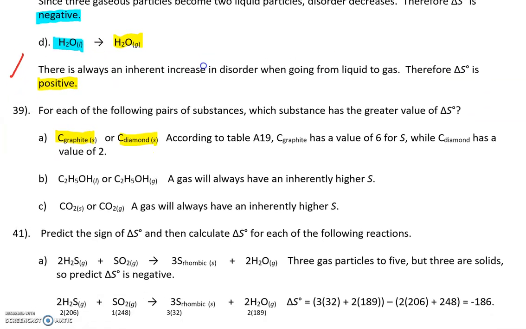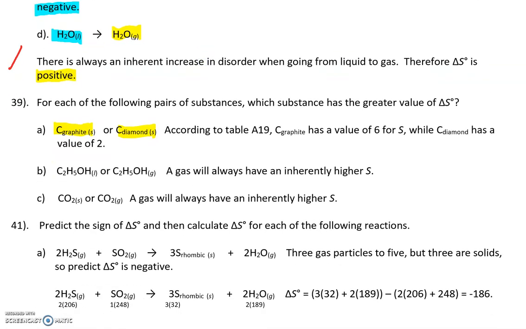Here we are, part B. Well, come on. A gas is always going to have a higher value of S. Finally, here's another situation. All right, were you paying attention to the last one? Here is carbon dioxide as a gas, carbon dioxide as a solid. I think you know what the correct answer is. That takes care of that one.